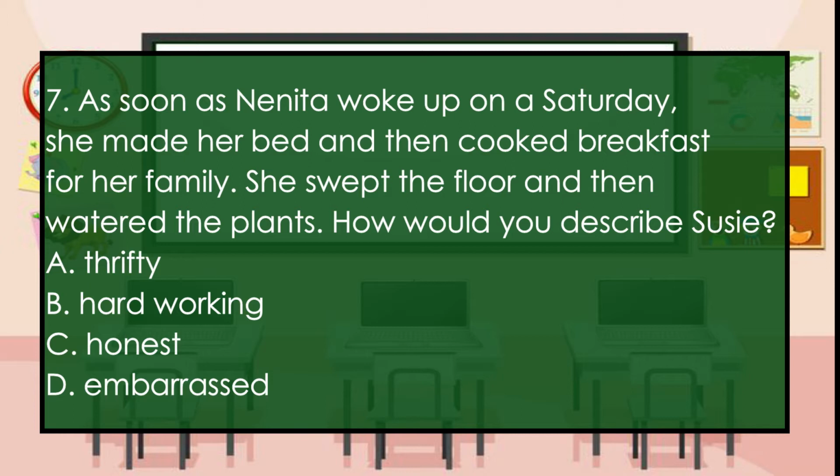Number 7. As soon as Nanita woke up on a Saturday, she made her bed and then cooked breakfast for her family. She swept the floor and then watered the plants. How would you describe Nanita? Is it A. Thrifty, B. Hardworking, C. Honest, and D. Embarrassed?